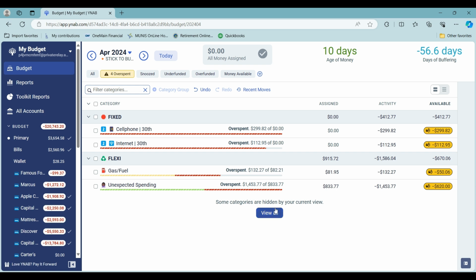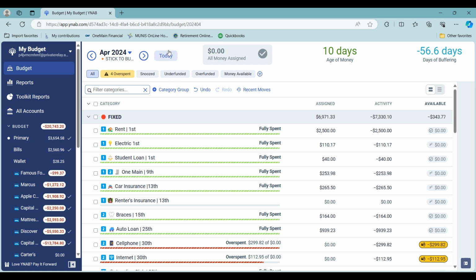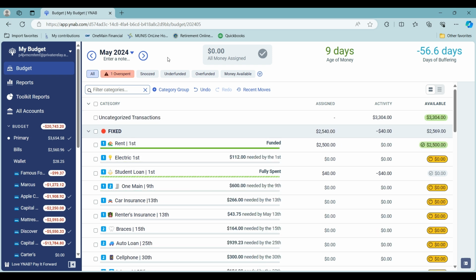I could technically take money out of my sinking funds to cover this, but I am not going to. I don't want to deplete my sinking funds for the end of the month, so we'll just leave that be. All right, you guys, so let's just jump into May, and there's a little bit of good news here, so let's just talk about it for right now.